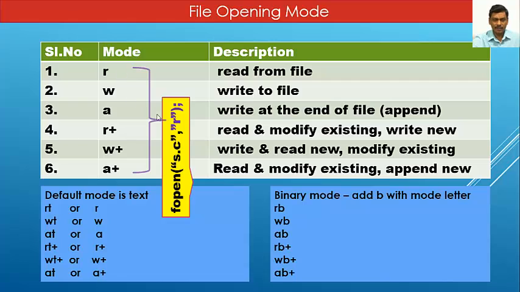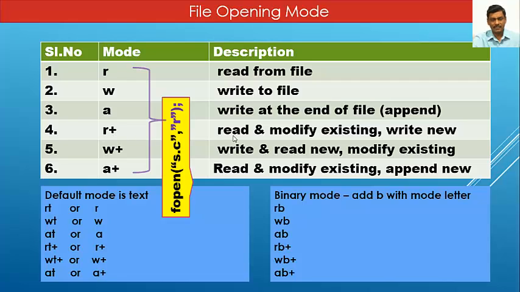We can give different modes as per our requirement. That is R, for read from a file. If we like to read data from the file, we put R. If we want to write data to the file, we give W. If we want to append, that is, write at the end of a file that already exists and has some records, some data, and we want to add new data at the end of the file, we put A, that is append mode.